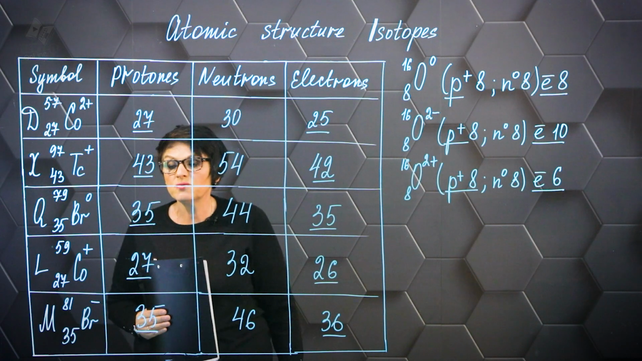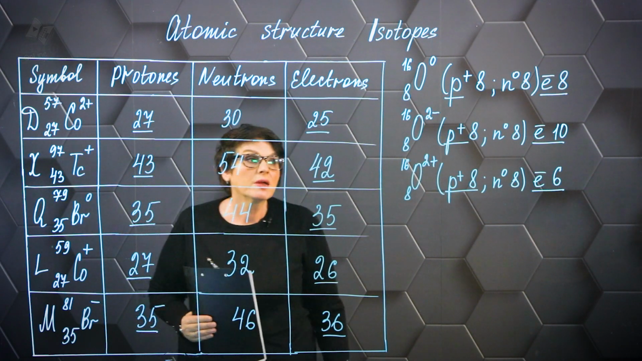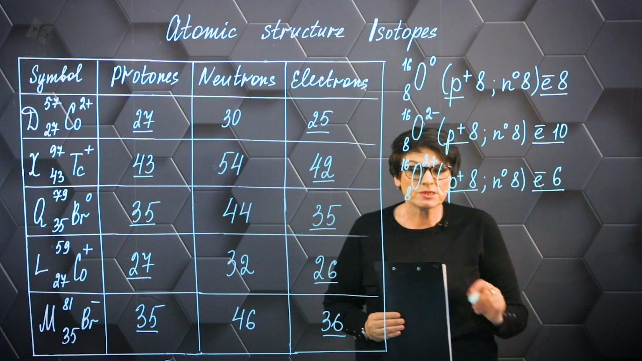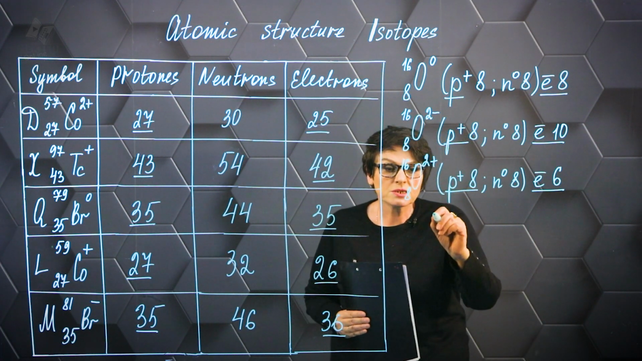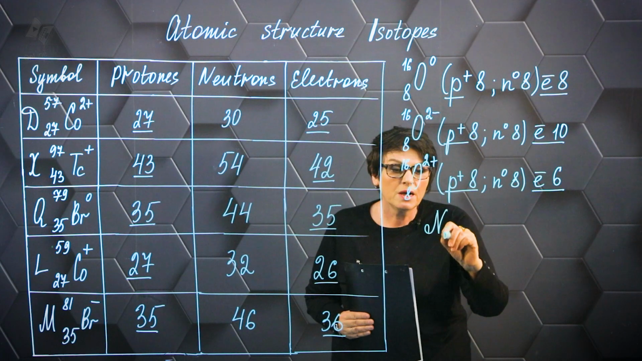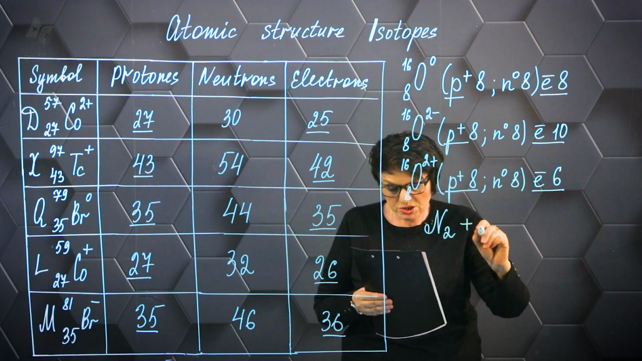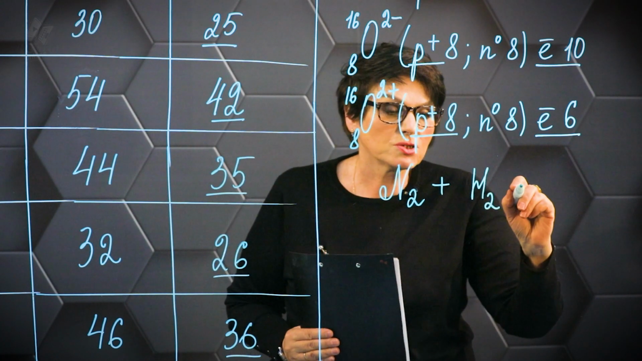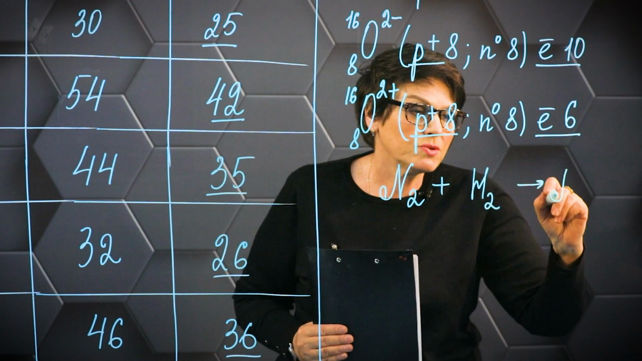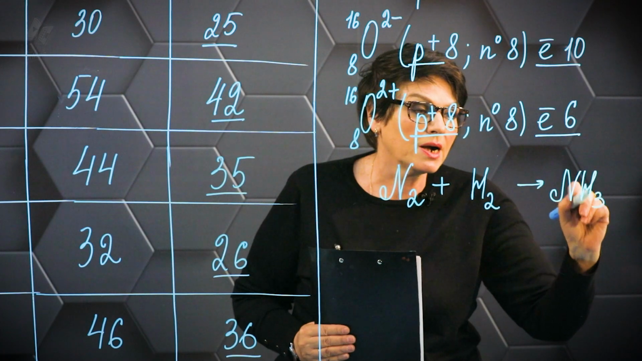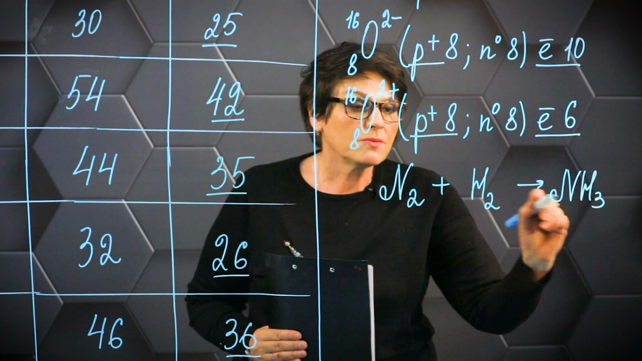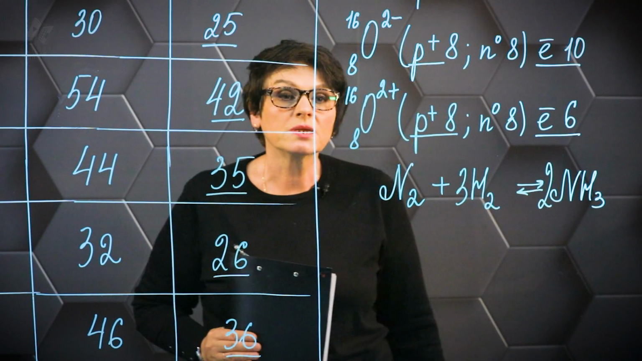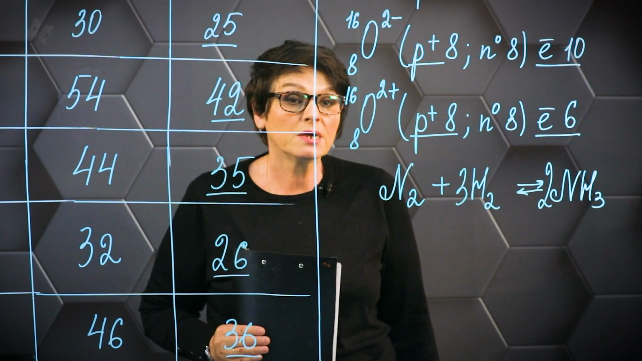Now a little more information about what isotopes are. You know, isotopes are substances that can react in chemical processes. For example, there's a reaction between nitrogen gas and hydrogen, which leads to the formation of ammonia. Ammonia is a gas. If you equate it, you get this chemical equation. It's the very famous chemical reaction of Haber synthesis.